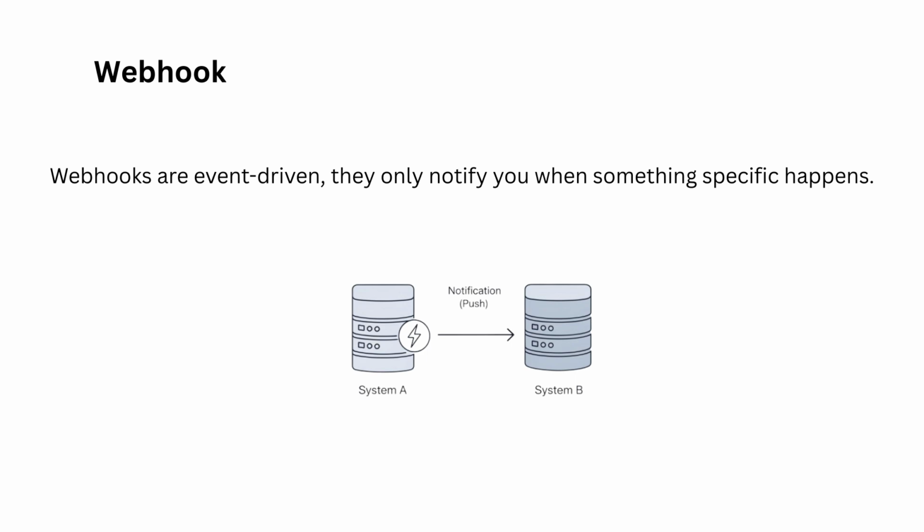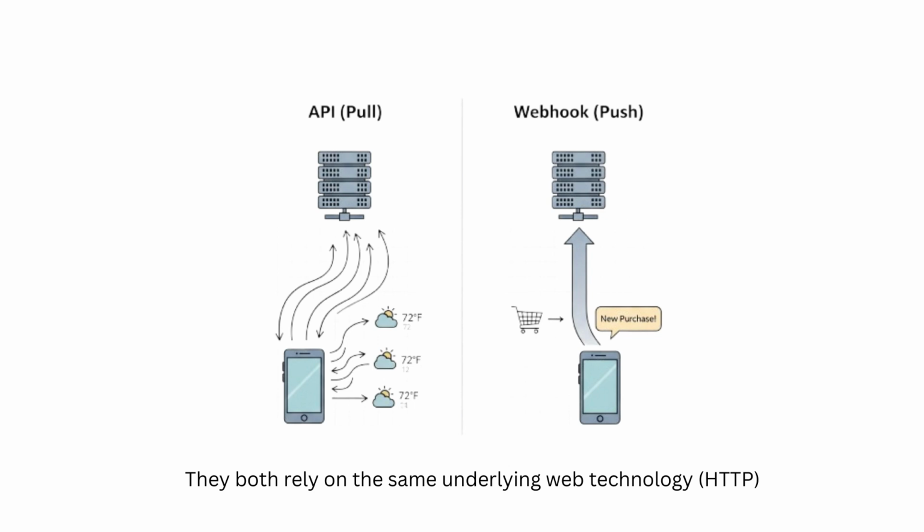Another common method is webhooks. Webhooks are event-driven. Instead of you constantly checking an API, they only notify you once something specific happens, like a doorbell that rings only when someone is at the door. So two things I've discussed here, API and webhook. They both rely on the same underlying web technology, which is HTTP. In practice, many apps use both together. The webhook tells you something changed, and the API lets you fetch full details if needed.